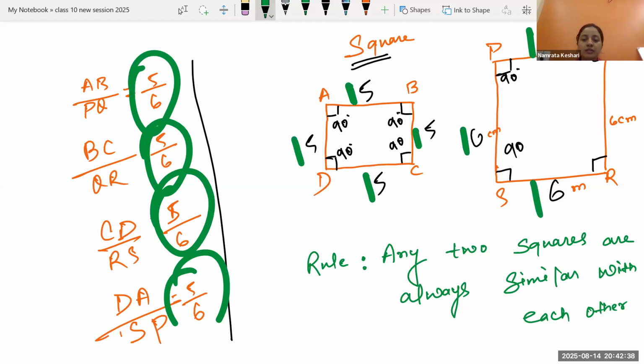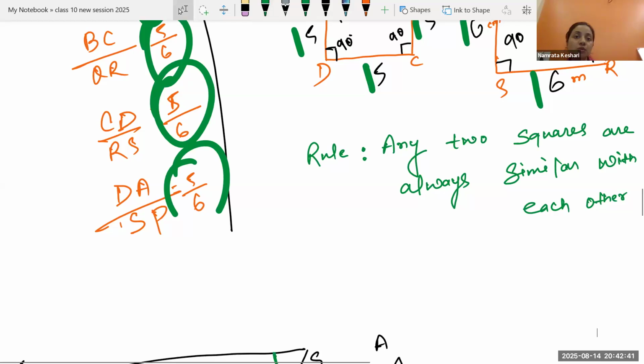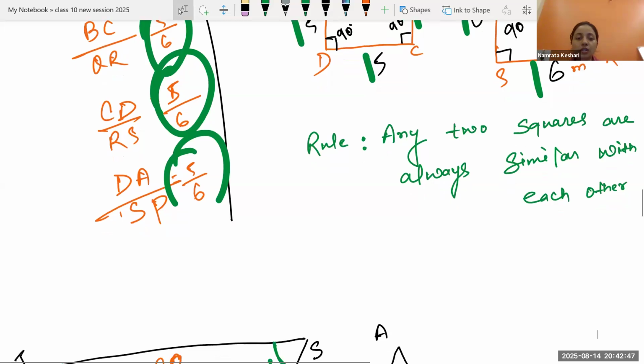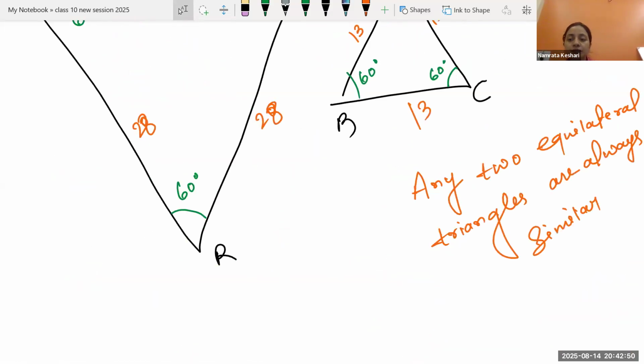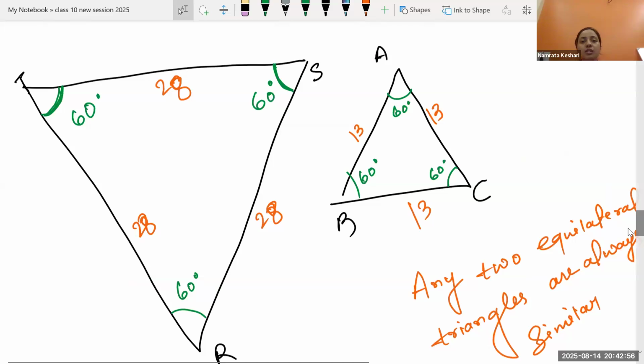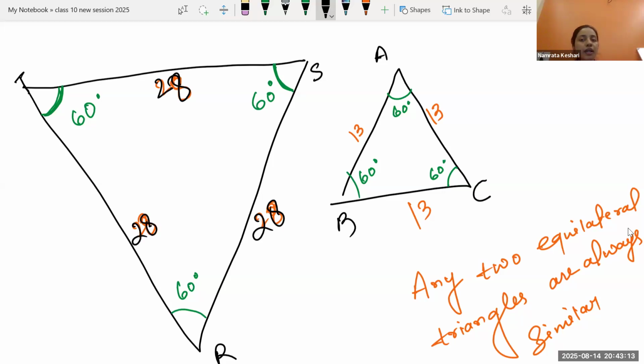Yes, ma'am. Similarly, just keep this rule in mind: any two squares are always similar with each other. Now the next rule is this one. Just like a square, any two equilateral triangles are always similar. Here you can see we have taken two equilateral triangles. One is smaller, another is bigger. Doesn't matter at all because we are not checking exactly the same. Here the sides are 28, 28, 28. The other sides are 13, 13, 13. And can you see when we find the ratio, it will be the same. Yes or no? Yes, ma'am.